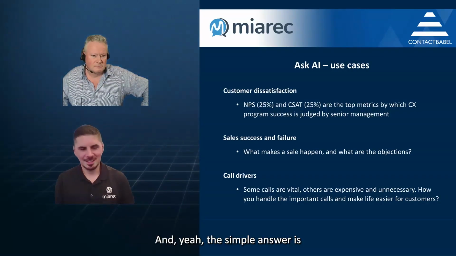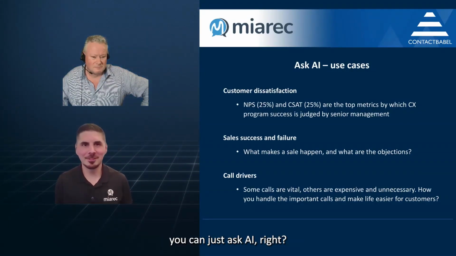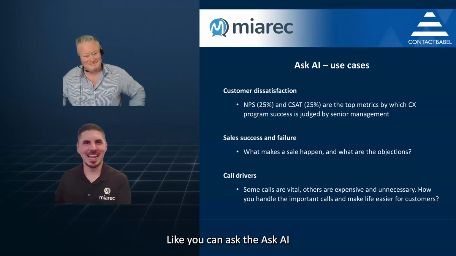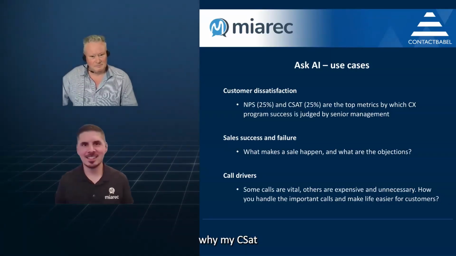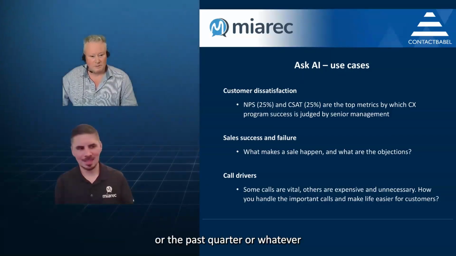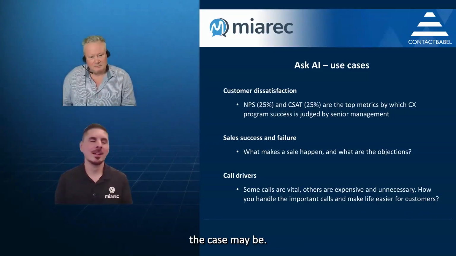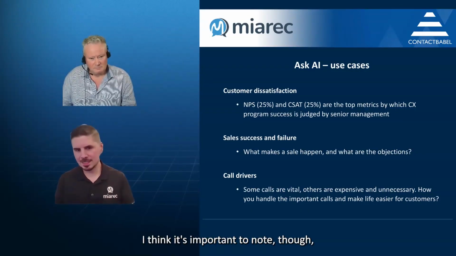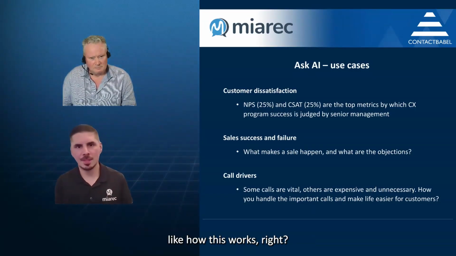That's a good question. And the simple answer is you can just ask AI, right? Like, you can ask AI, tell me why my CSAT is down over the past month or the past week or past quarter or whatever the case may be. But I think it's important to note how this works.